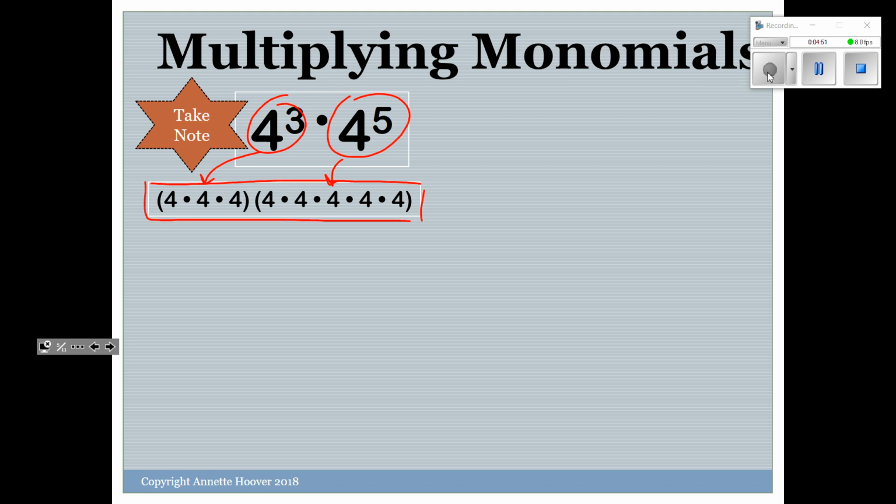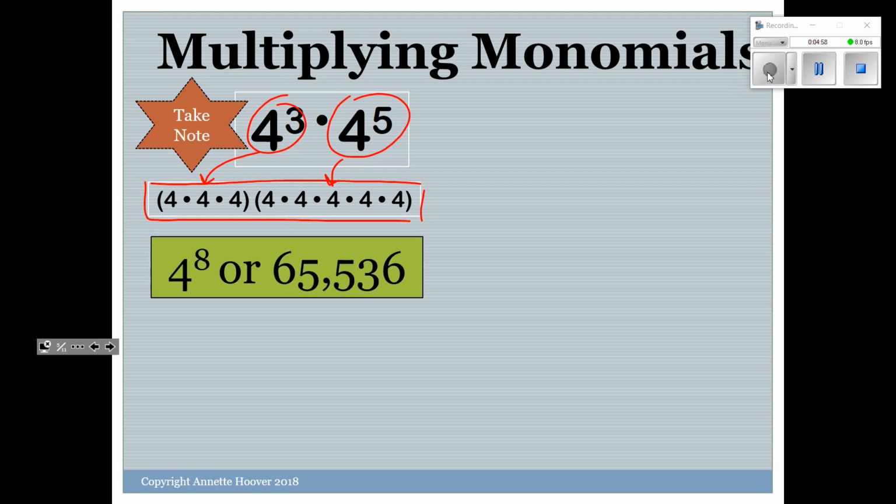Now if you look here, what do I really have? Well, I have 4 multiplied times itself 8 times. So that would be 4 to the 8th power.